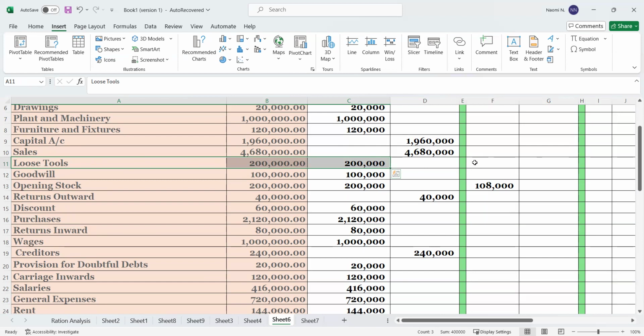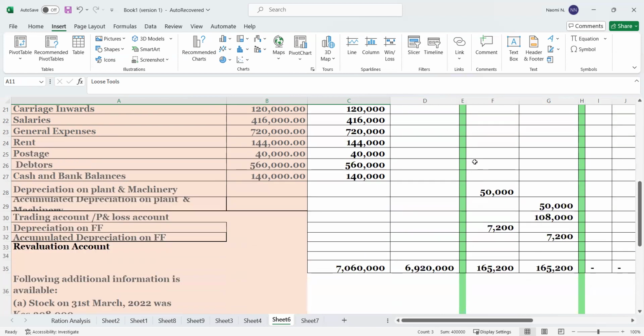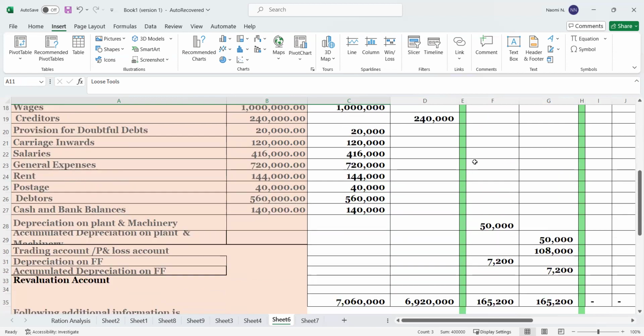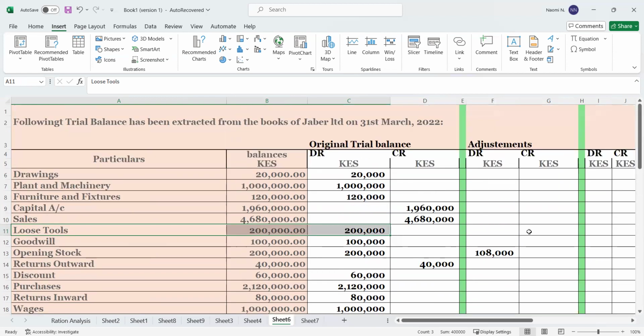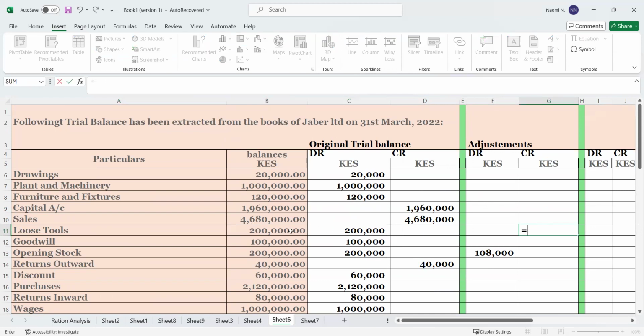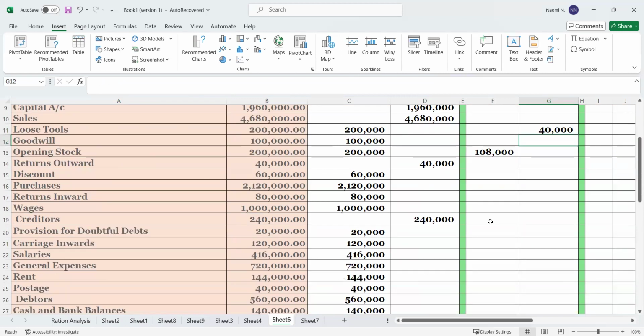So it was 200, then it was revalued to 160. Of course, there is a loss. There is a loss for that revaluation. So this is what we will do. This one minus 160, 123. Okay, so that, yes, it will give you that amount.